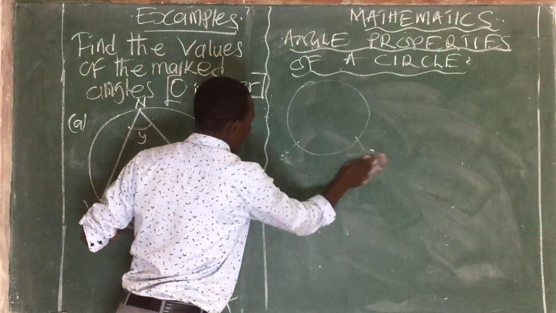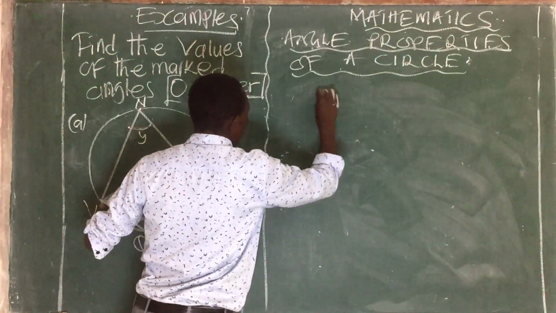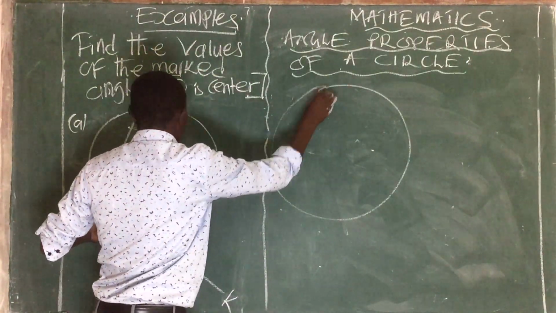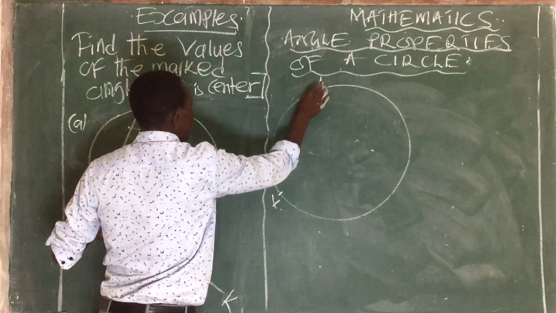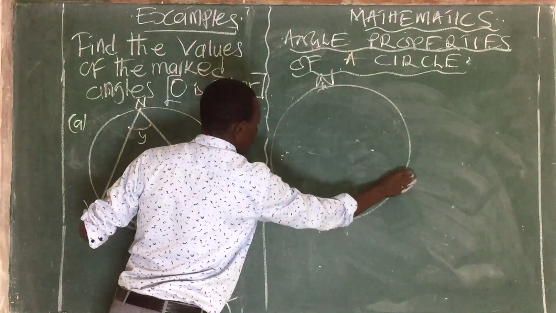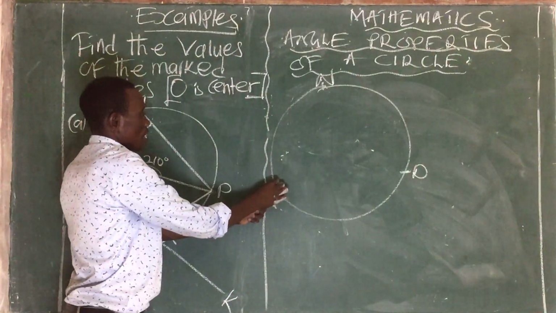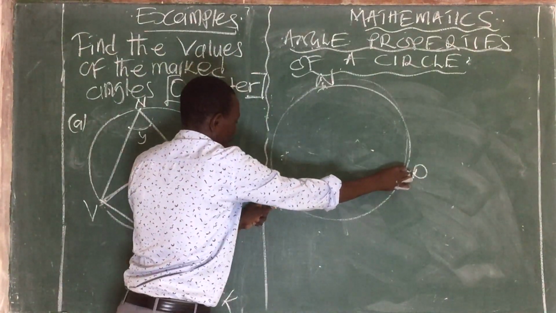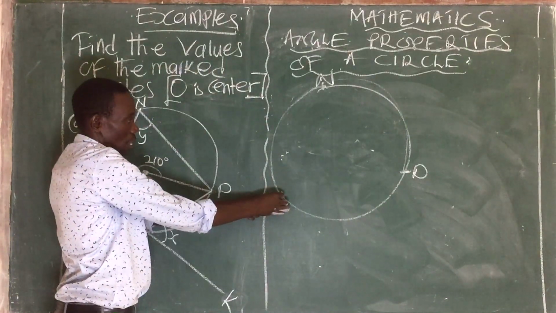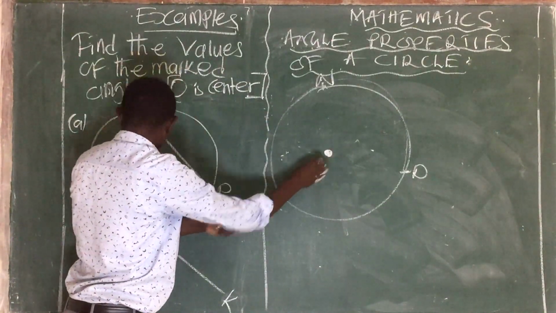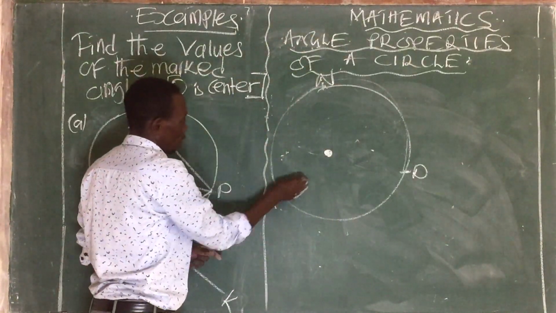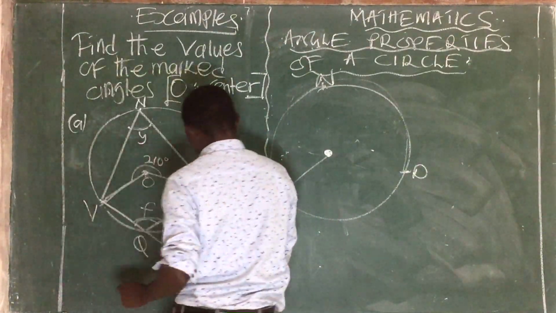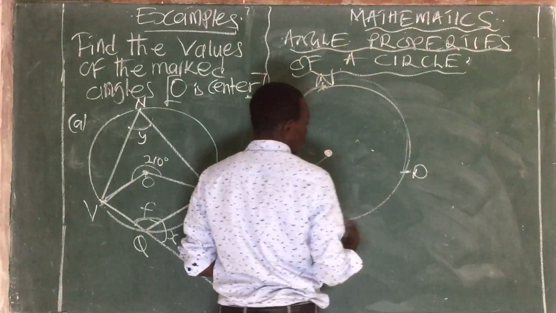Let me draw a bigger shape like this. Arc V, N, then here we have P. This one here is the major arc, and this one is your minor arc. Here is the center, and you have a line from V to O, like this, and a line from P to O, like this.